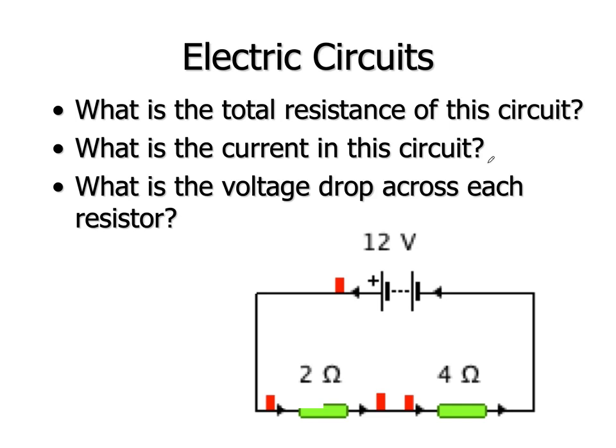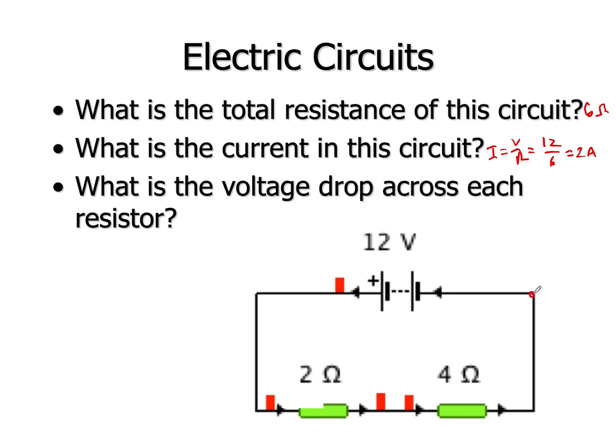So let's now play with a little bit on this one. What if we have multiple resistors? So let's go solve this one real quick. What's the total resistance of the circuit? As you can very quickly see, that's going to be 6 ohms, just the sum of those two. And the current in the circuit, forgive me if I still write this out, is going to be 12 volts over the total resistance 6, or 2 amps. And what's the voltage drop across each resistor?